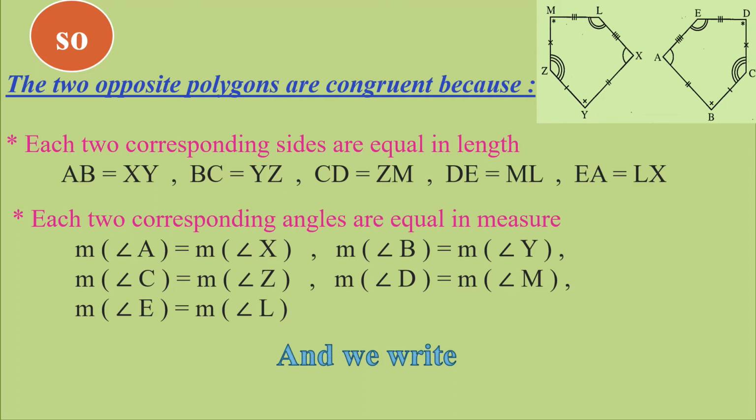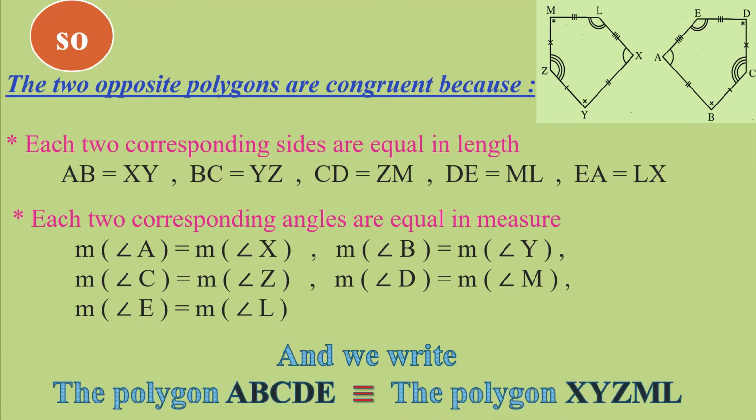So we can write the polygon ABCDE is congruent to the polygon XYZML. And it's better to write the names of two congruent polygons in the same order of their corresponding vertices. Don't forget this, okay?